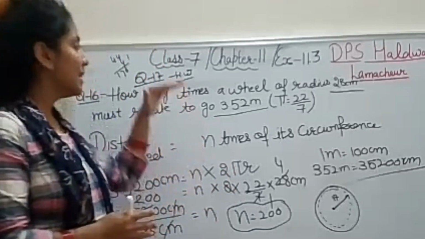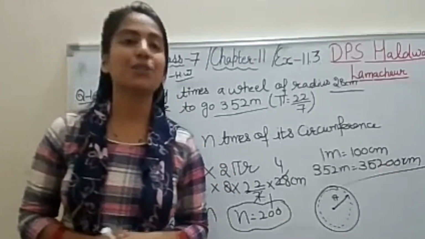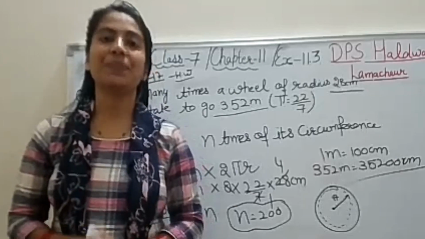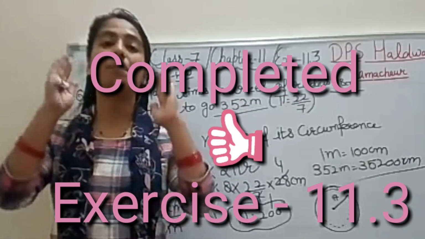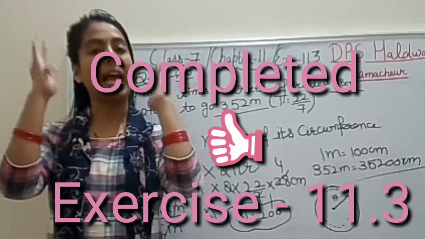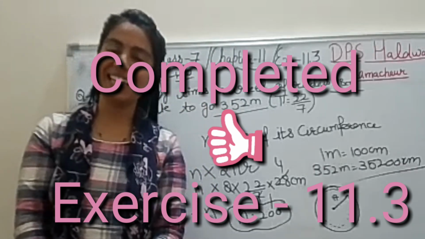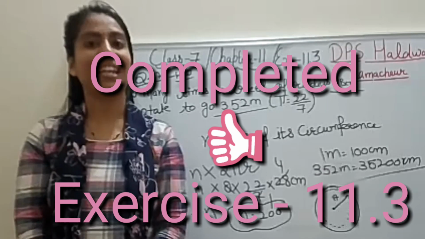Okay, student, question number 17 is the last question of exercise 11.3. I hope you got this exercise. In this we have learned about the circumference of a circle and the area of a circle. This concept is very important as well.